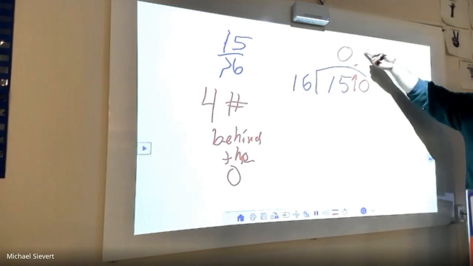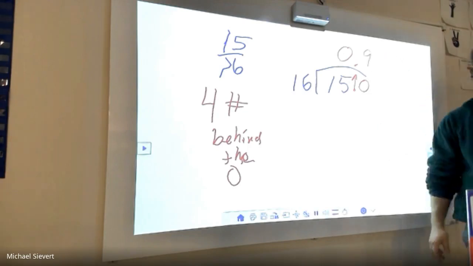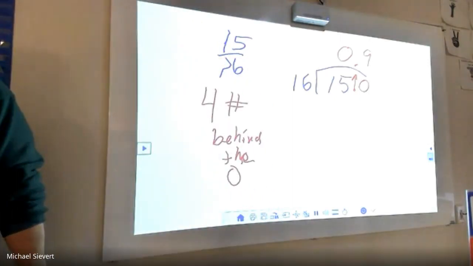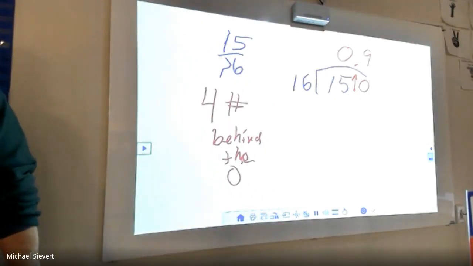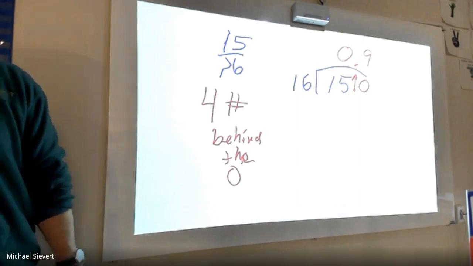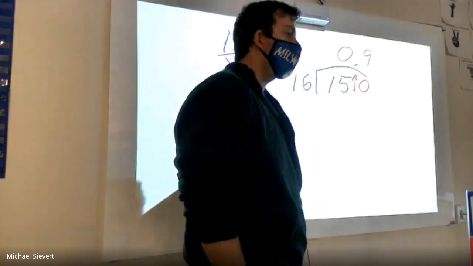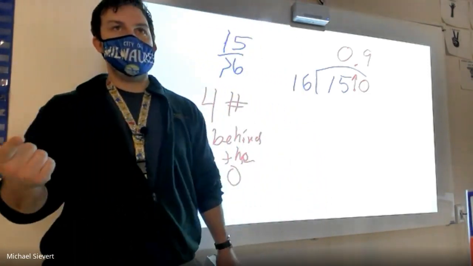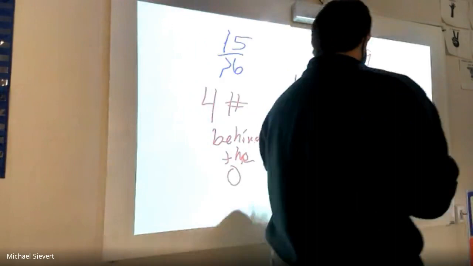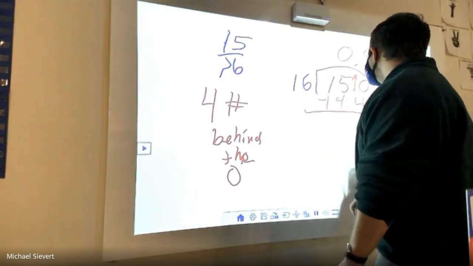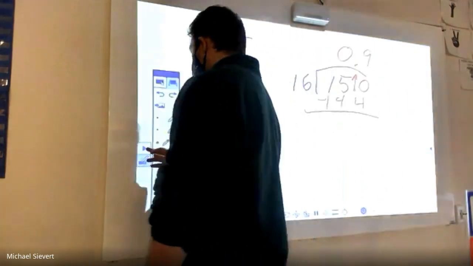Right. Goes in there 9 times. 9 times 6 is... Reese? 54. 54, carry the 5. 9 times 1 is 9. So you got 10, 11, 12, 13, 14. So 144. 150 minus 144.